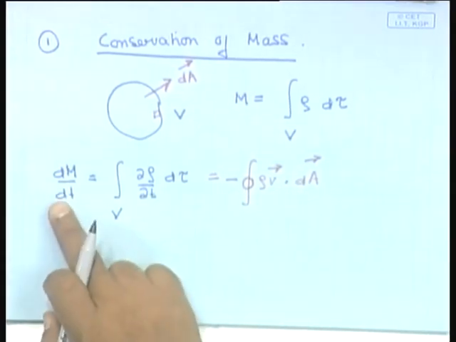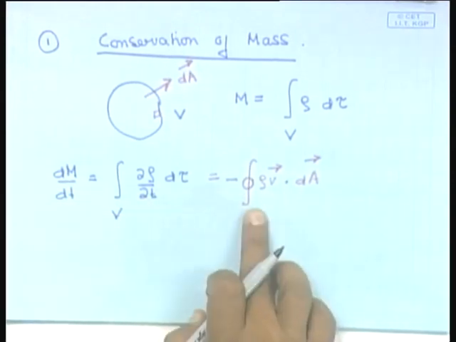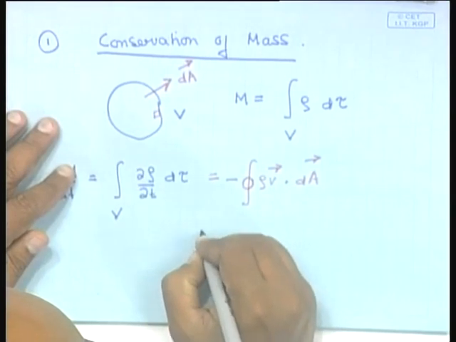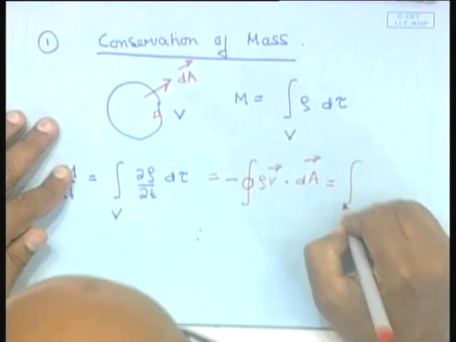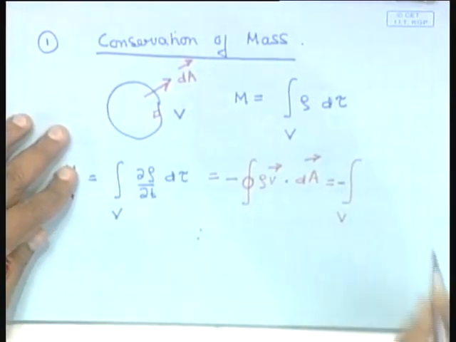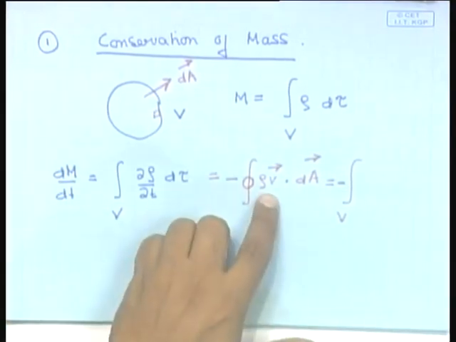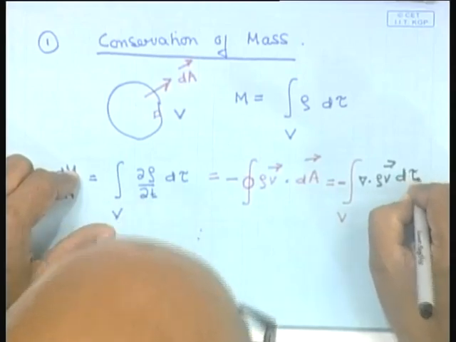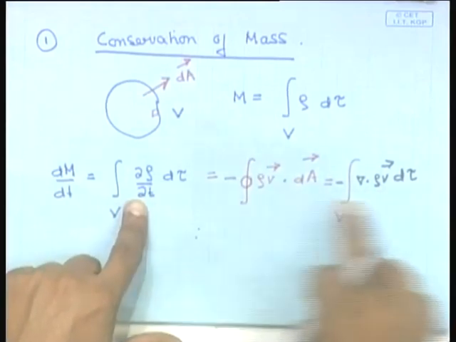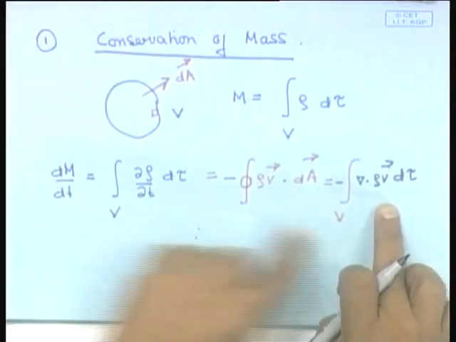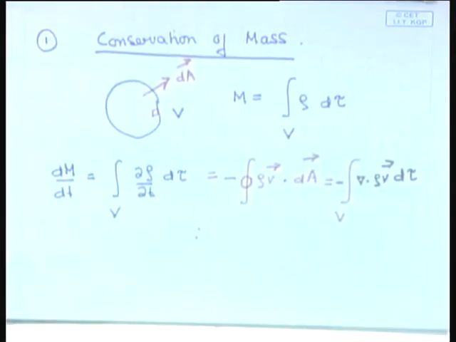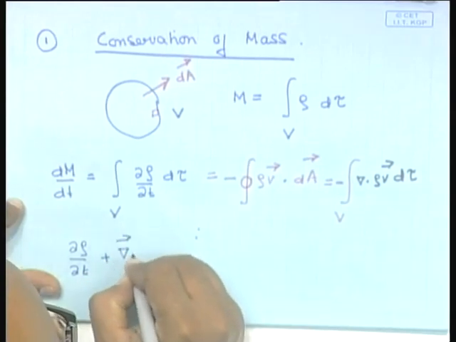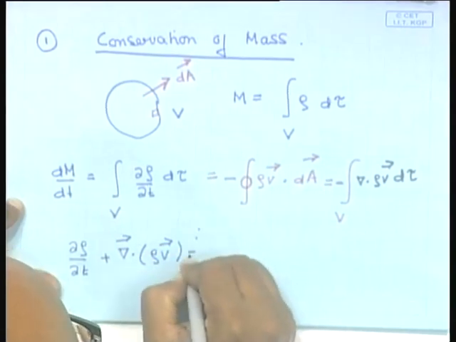We know that from the conservation of mass, dm dt should be equal to this, and it is also equal to this. Now, this integral we can convert using Gauss theorem to a volume integral over the volume V, with a minus sign, of the divergence of rho V d tau. Now I can equate these two, because this is the rate of change of mass, and it has to be equal to the mass flux. So, what this tells me is that del rho del t plus the divergence of the mass current should be equal to 0. This is the continuity equation.